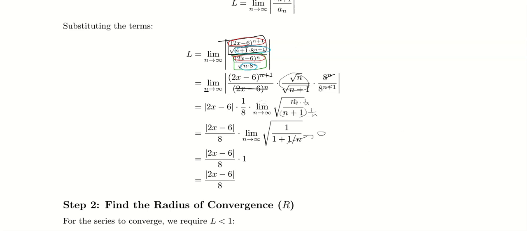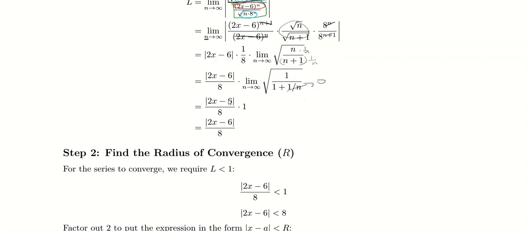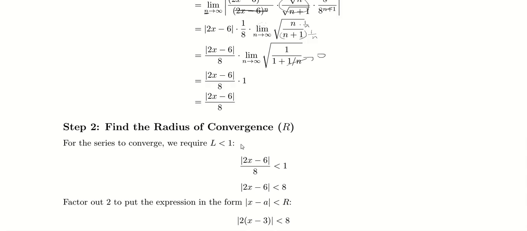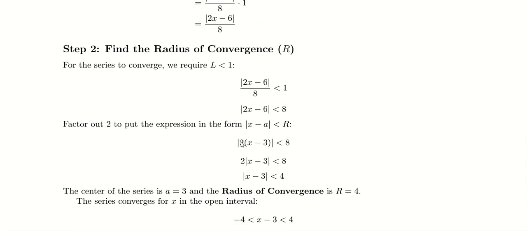In order for this to converge, we want the limit to be less than 1. That's what the ratio test tells us. So let's set this absolute value less than 1. We can multiply both sides by 8. And at this point, you have an option. You can, if you want, just solve this. You can just say negative 8 is less than 2x minus 6 less than 8.